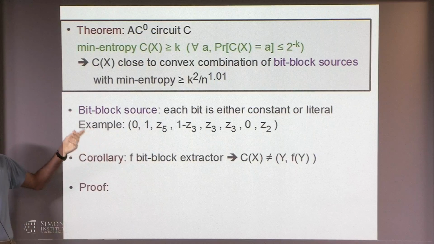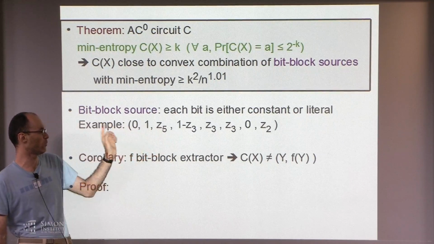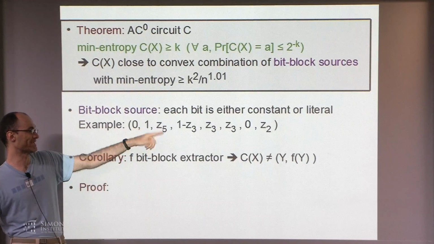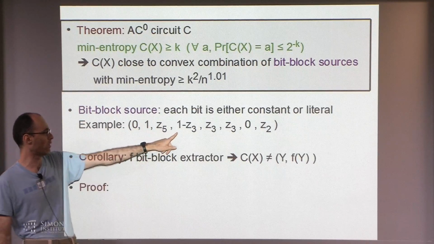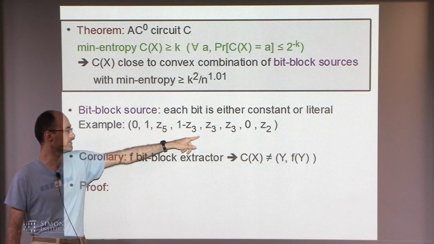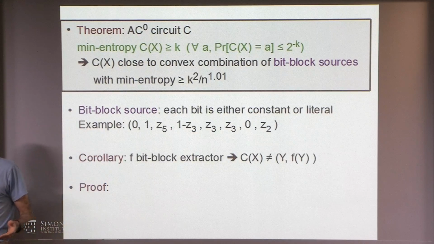A bit block source is a special case of an affine source. It's a string of symbols where each symbol is either a fixed bit or a literal. So it's 0, 1, Z5, a uniform bit, 1 minus Z3 is the complement of Z3, Z3, and so on. You can think of these as just affine sources. There actually are results where we specifically use the bit block structure, but in this talk you can just think of them as affine sources. Okay. So we know how to build extractors for these things now, especially now, much better than before.